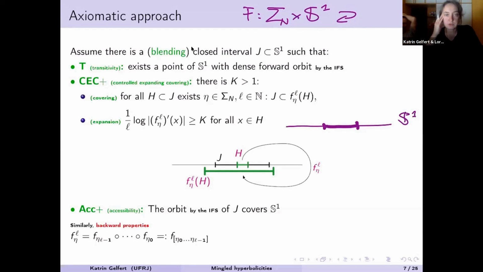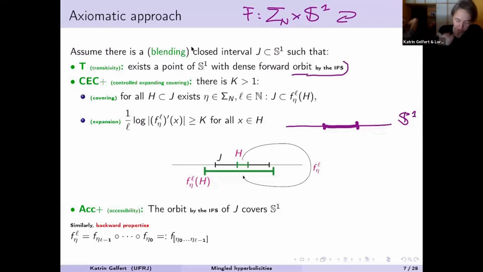First, you want to have some transitivity of your map. So assume that there exists some point which has a dense forward orbit. And in this axiomatic approach, when I talk about the orbit, sometimes I will talk about the orbit by the induced iterated function system. So I take a point in the circle and I apply all the possible concatenations of circle fiber diffeomorphisms. This will be the orbit of an iterated function system. Okay, so this takes care of transitivity.